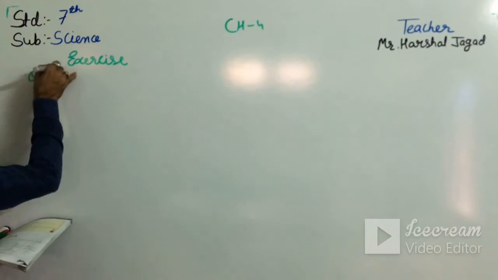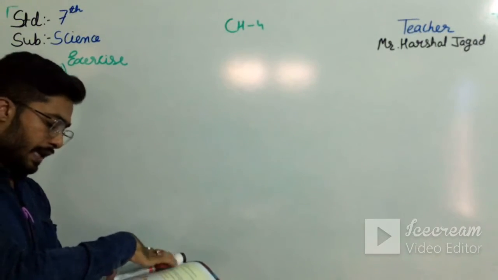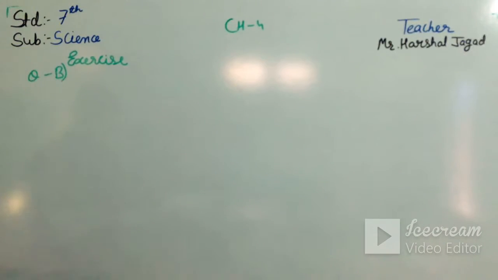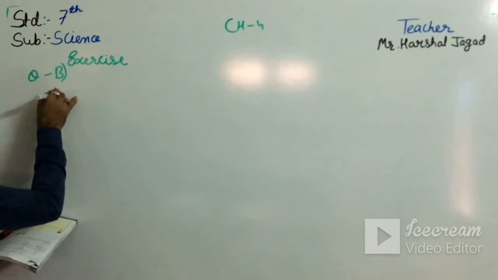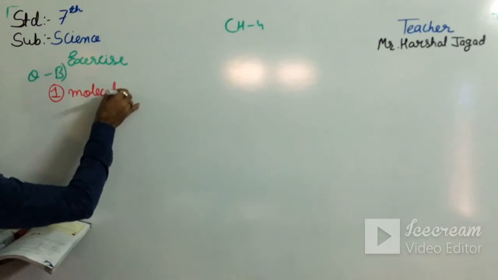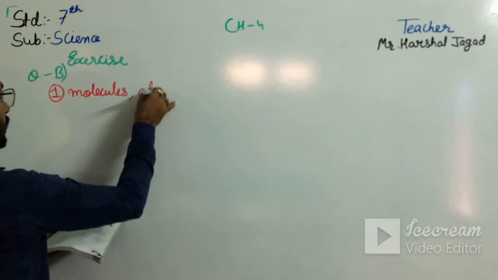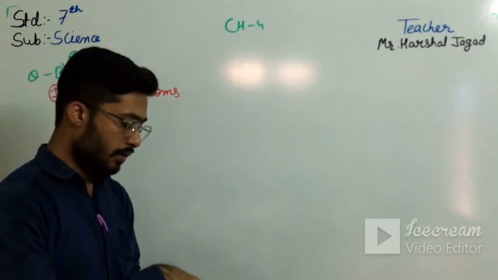Question B, that is fill in the blanks. Here dash are formed when two or more dash join together. So here, molecules are formed. First one, molecules are formed when two or more atoms are joined together. Okay students.